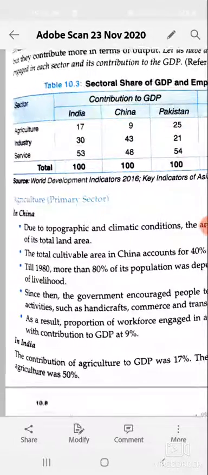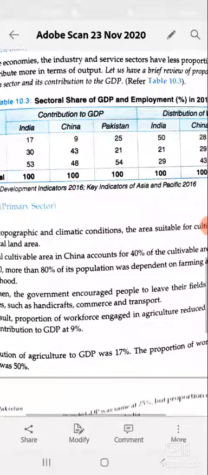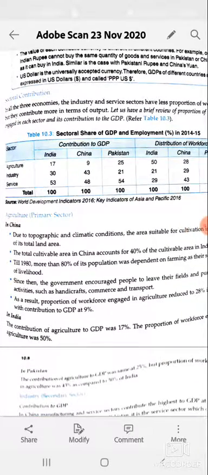Now come to agriculture and the primary sector. In China, due to demographic and climatic conditions, the area suitable for cultivation is just about 10% of the total area. That is why, surprisingly, only 28% of the workforce works in the agriculture sector, because only 10% of China's land is suitable for agriculture, whereas cultivable area accounts for 40% in India. In India we have about 40 or 50%. I have told you many times, India is a country which has the highest net sown area.